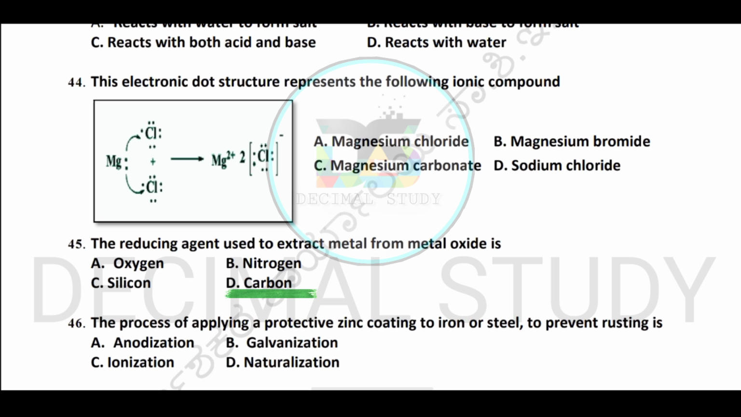Question number 46. The process of applying a protective zinc coating to iron or a steel to prevent rusting is: anodization, galvanization, ionization, naturalization. The right answer is galvanization.